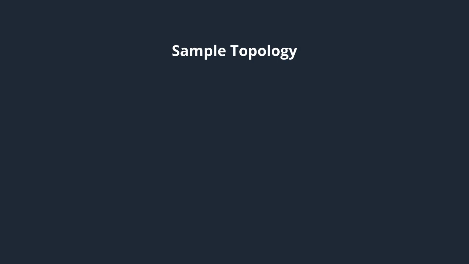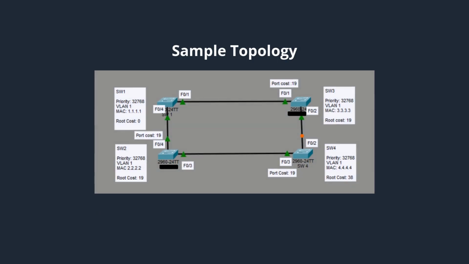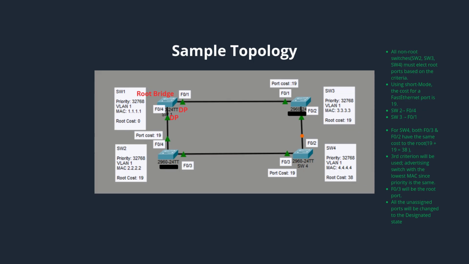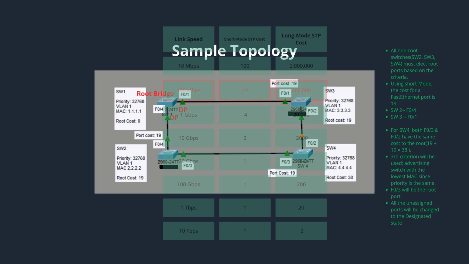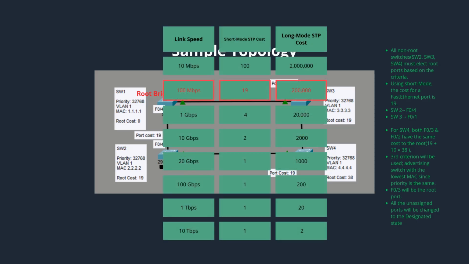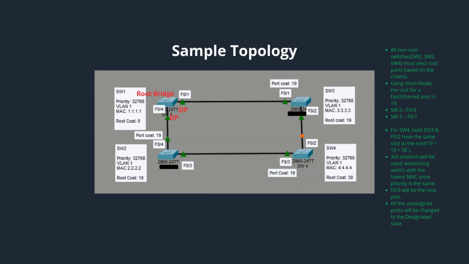Now, let's apply these rules to our topology. Remember, all non-root switches, that's SW2, SW3, and SW4, must elect root ports based on path cost. Look at SW2. It has a direct connection to SW1 via F0/4. Using short mode, the cost for a Fast Ethernet port is 19. Since SW2 has only this path to the root, F0/4 becomes its root port. SW3 is similar. It connects to SW1 via F0/1 with a cost of 19. F0/1 becomes SW3's root port.